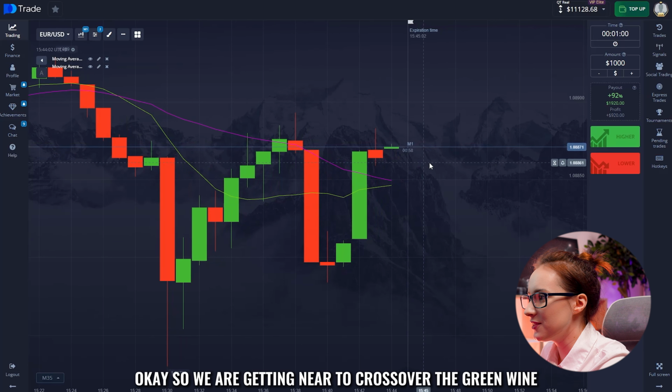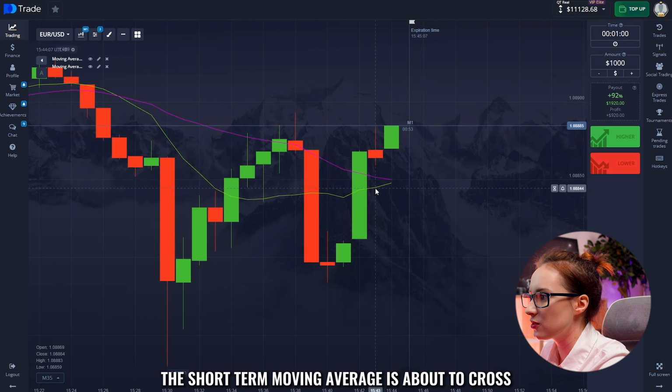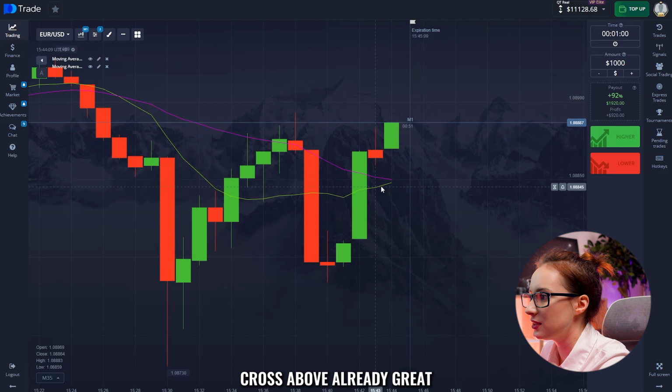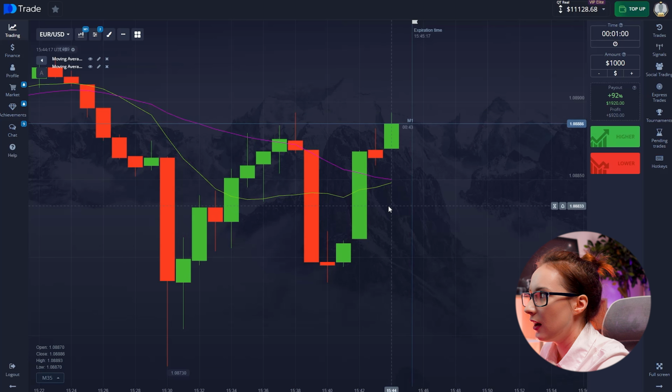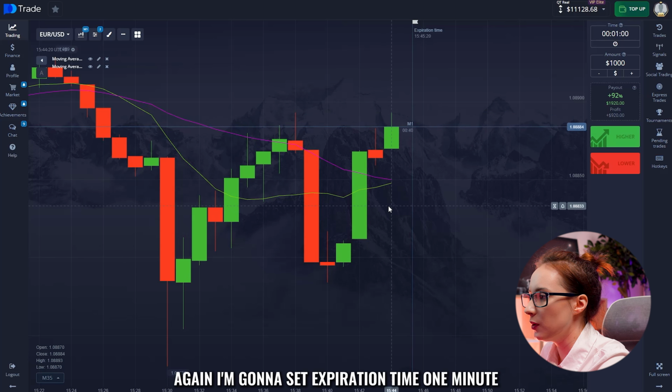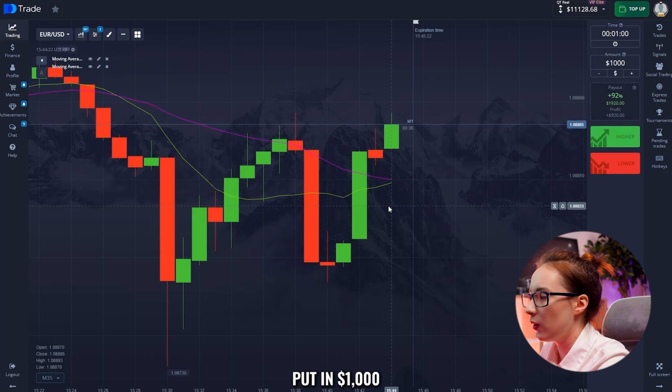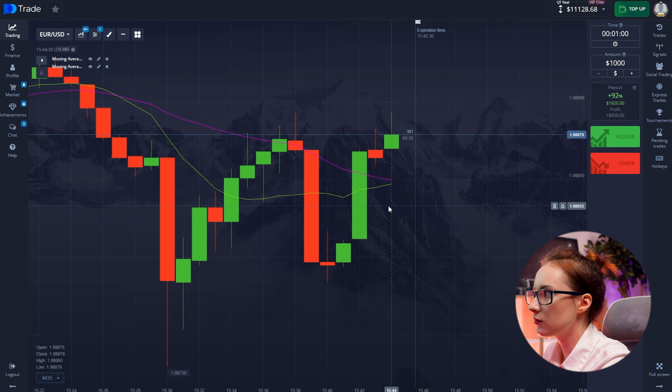Okay, so we are getting near to the crossover. The green line, the short-term moving average, is about to cross the long-term moving average, cross above. Already great growth of the price of a currency pair, so that's nice. Again, I'm going to set the expiration time to 1 minute, put in $1,000.